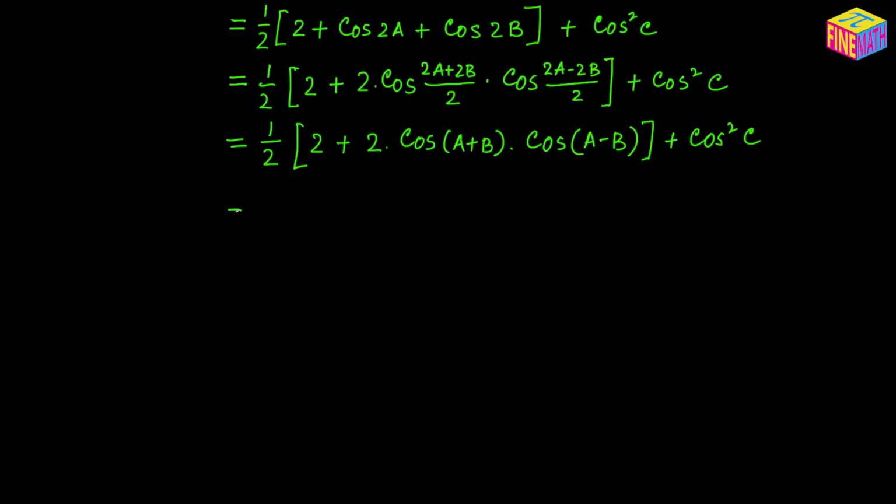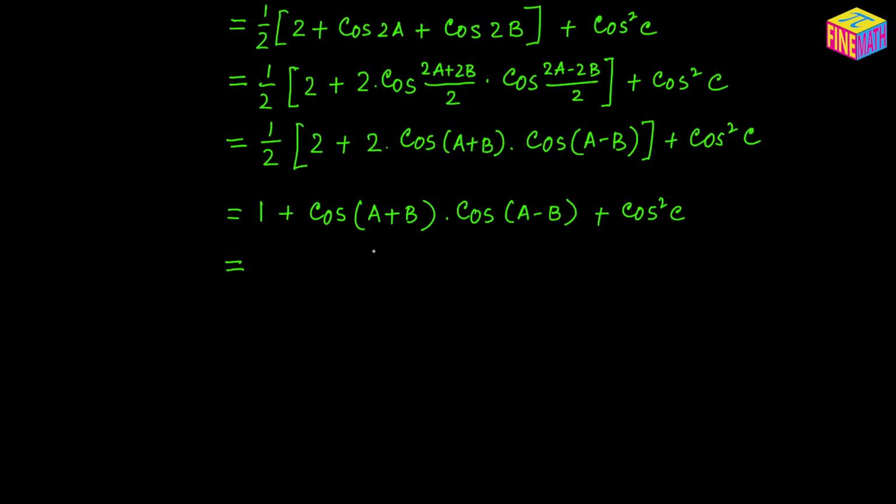So if we remove the bracket, then this can be written as half times 2, that will be 1, plus again half times 2, that will again become 1. So essentially we are going to have cosine of A plus B times cosine of A minus B, and then also we have plus cosine square of C.